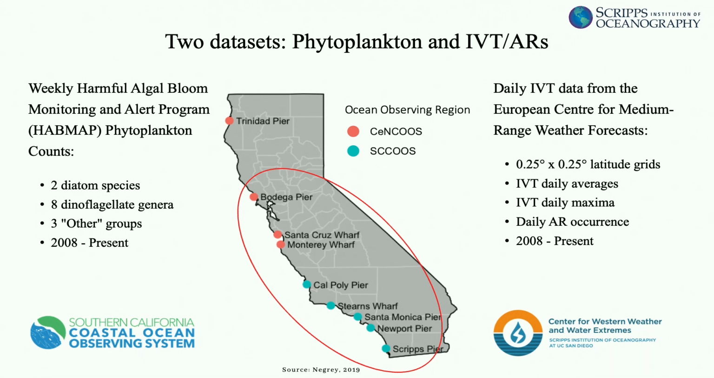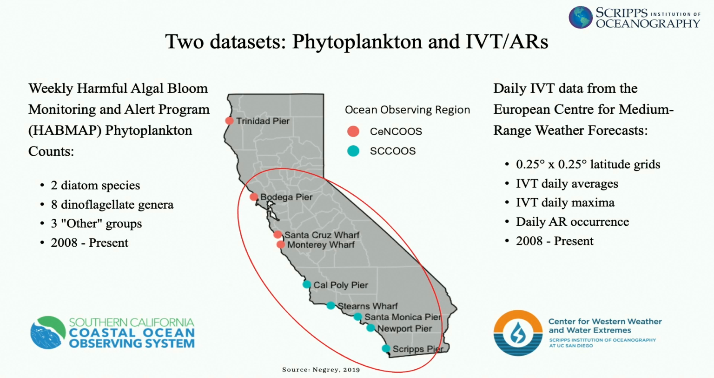And then my IVT data was collected by the European Center for Medium Range Weather Forecasts, and I got it from the Center for Western Weather and Water Extremes. And this was collected daily, and they collected it at every 0.25 by 0.25 degrees latitude grid cells along the entire west coast of the United States.